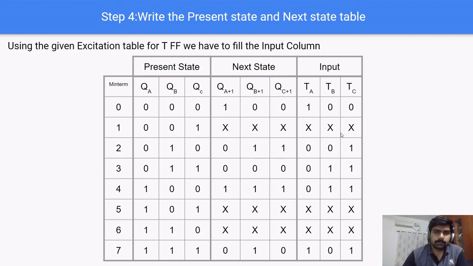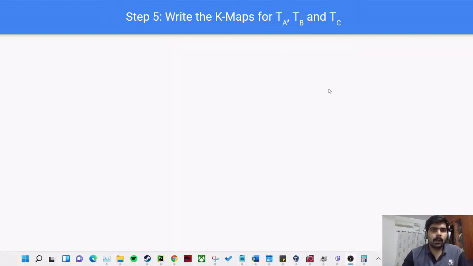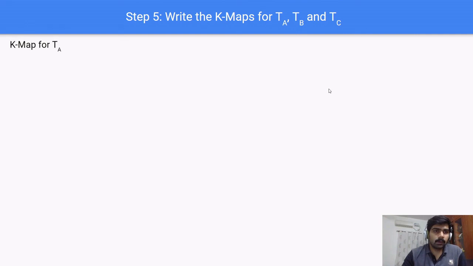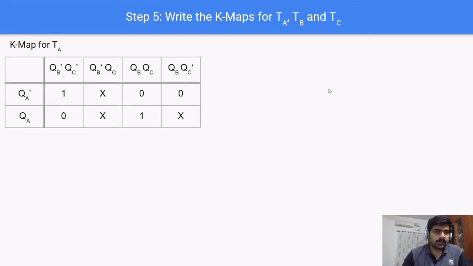Moving on, now move to the last step and the easiest step, step number 5. We have to write down the K maps for TA, TB and TC, which are the inputs in our previous step. Now K map for TA is this. I have already filled the values that we have taken from each column TA, TB and TC, and we'll pair them. We have two pairs here, and this is the equation we get.